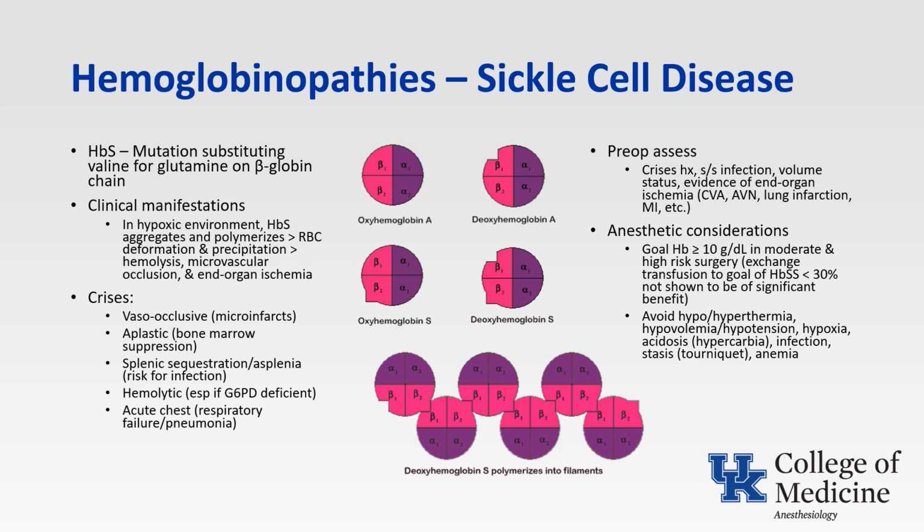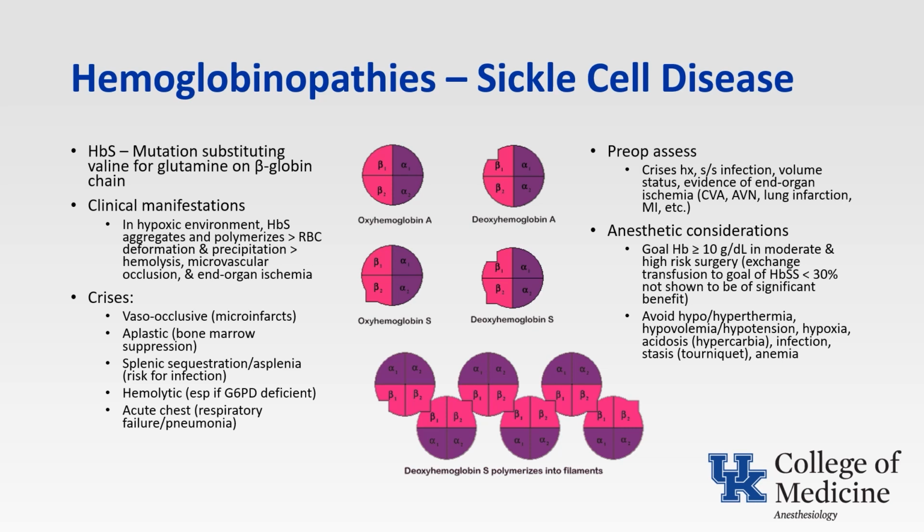Remember that these sickle cell patients have different types of crises. They can have vaso-occlusive crises, which lead to microinfarcts. They can have aplastic crises, which cause bone marrow suppression. A lot of these patients have splenic sequestration and functional asplenia, which predisposes them to risk for infection. They can have hemolytic crises, especially if they're G6PD deficient. And they can also have acute chest crises, which result in respiratory failure and/or pneumonia.